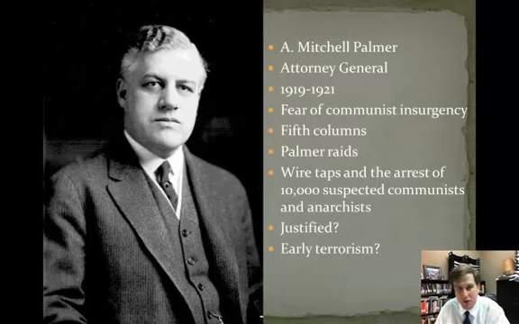And so the Attorney General at the time, a man named A. Mitchell Palmer, would actually set up something called the Palmer Raids. There was this fear of this communist insurgency. They called these things fifth columns. And so the Palmer Raids were things where they would actually raid into people's homes looking for communist insurgents. They used wiretaps. They arrested maybe 10,000 suspected communists and anarchists. And the question is, was all of this justified?